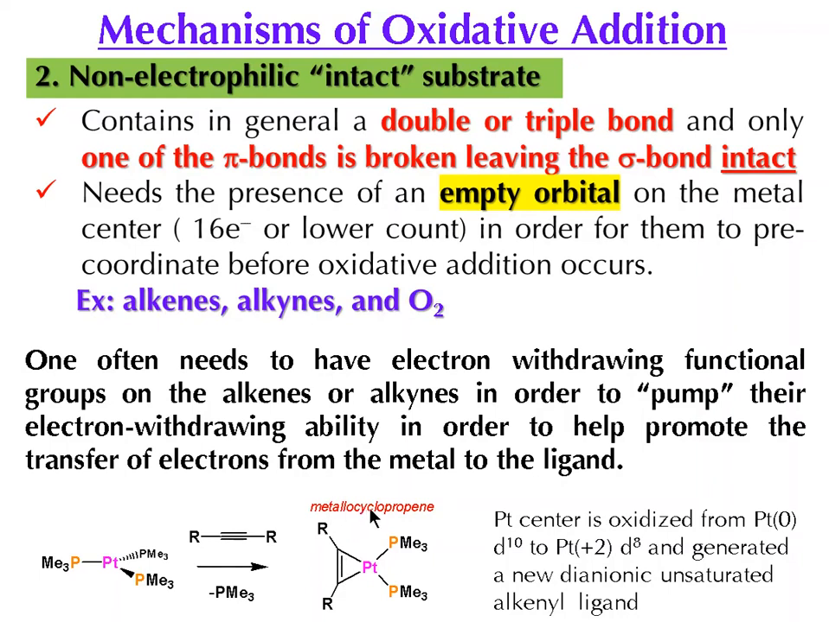So we have a metallocyclopropene. The nature of the R groups affects this oxidative addition. When the R groups are electron withdrawing, they use their electron withdrawing ability to help promote the transfer of electrons from the metal to the ligand. So as R is electron withdrawing, it will favor the formation of the metallocyclopropene.